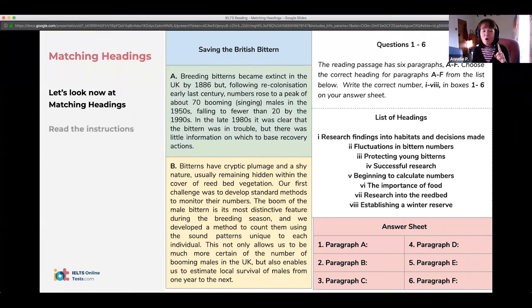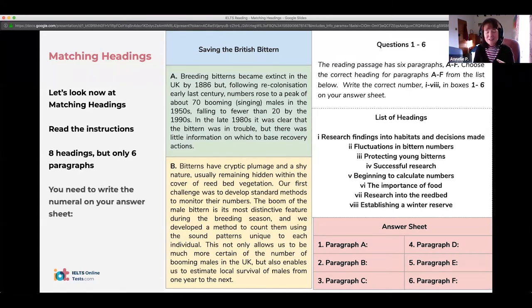So there's more headings than paragraphs. Very important: you are not going to use all of those headings. And it is a nightmare, I do totally appreciate that. In terms of your answer, these are not the answers, by the way, this is just an example. You just need to put the Roman numeral. Don't waste time writing out the heading in full. You don't need to do that.